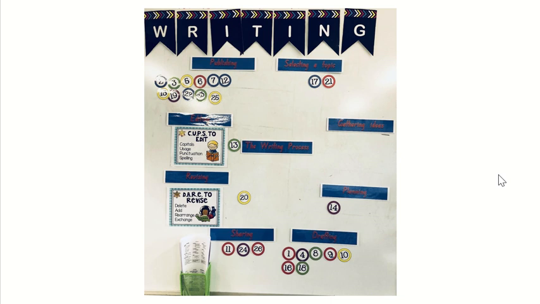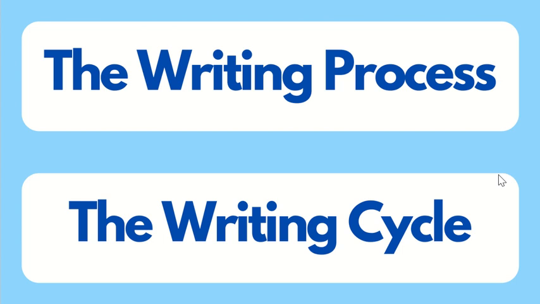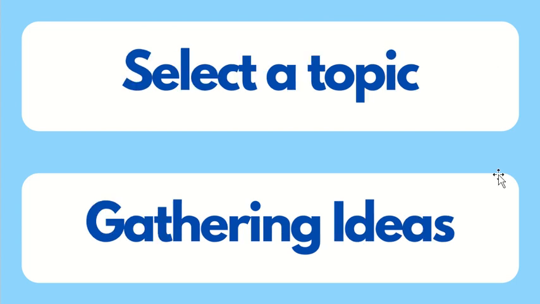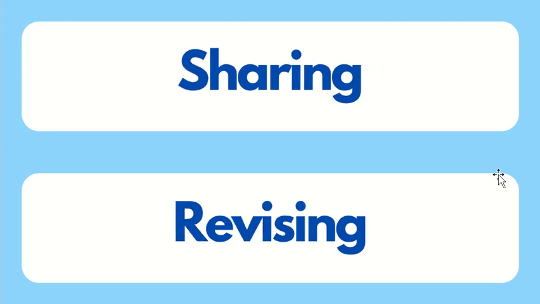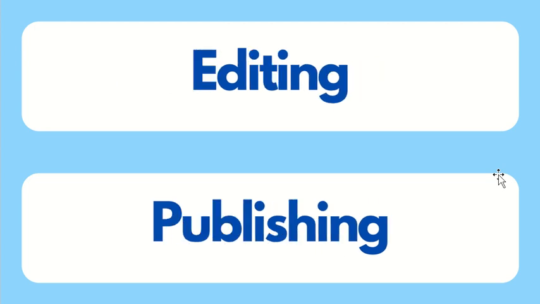So the posters that I'll be sharing in the description box below will look like this. So you can choose the writing cycle or the writing process. They're selecting a topic, gathering ideas, planning, drafting, sharing, revising, editing, and publishing. Obviously, you don't have to use all of these posters. You can pick and choose what you want for your age group, for your year, for your grade, etc. But this is how I use it in my classroom, and I'll go into a little bit more detail.